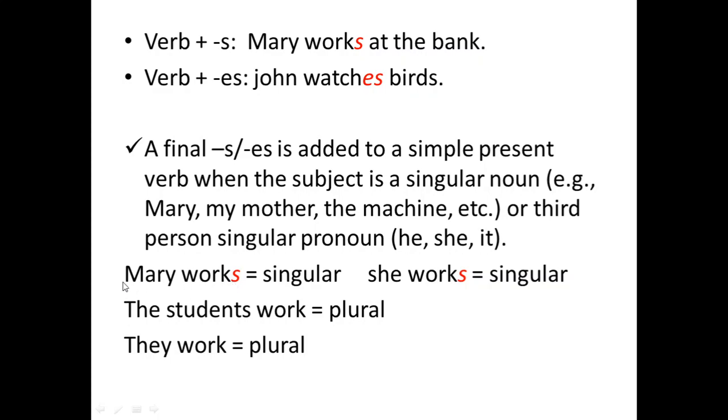Okay? So the tense is present simple. The verb, however, is a simple present verb, right? Singular. And we also talked about the third person singular pronoun, which is he, she, it. Now we can easily replace Mary with a third person singular pronoun, which is she. She works at the bank. Mary works at the bank. No difference. Still singular and singular, right?